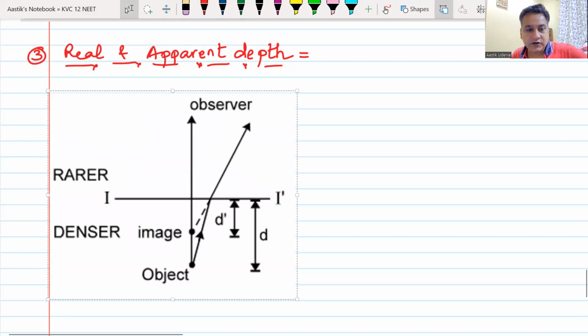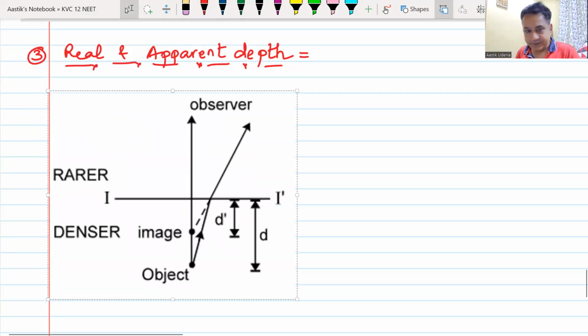From where to where the object appears closer, and this is a very simple diagram. If you have the object in the denser medium, say water, instead of writing it as a denser medium, you can write it as water. This is the object here, O. Do you see?